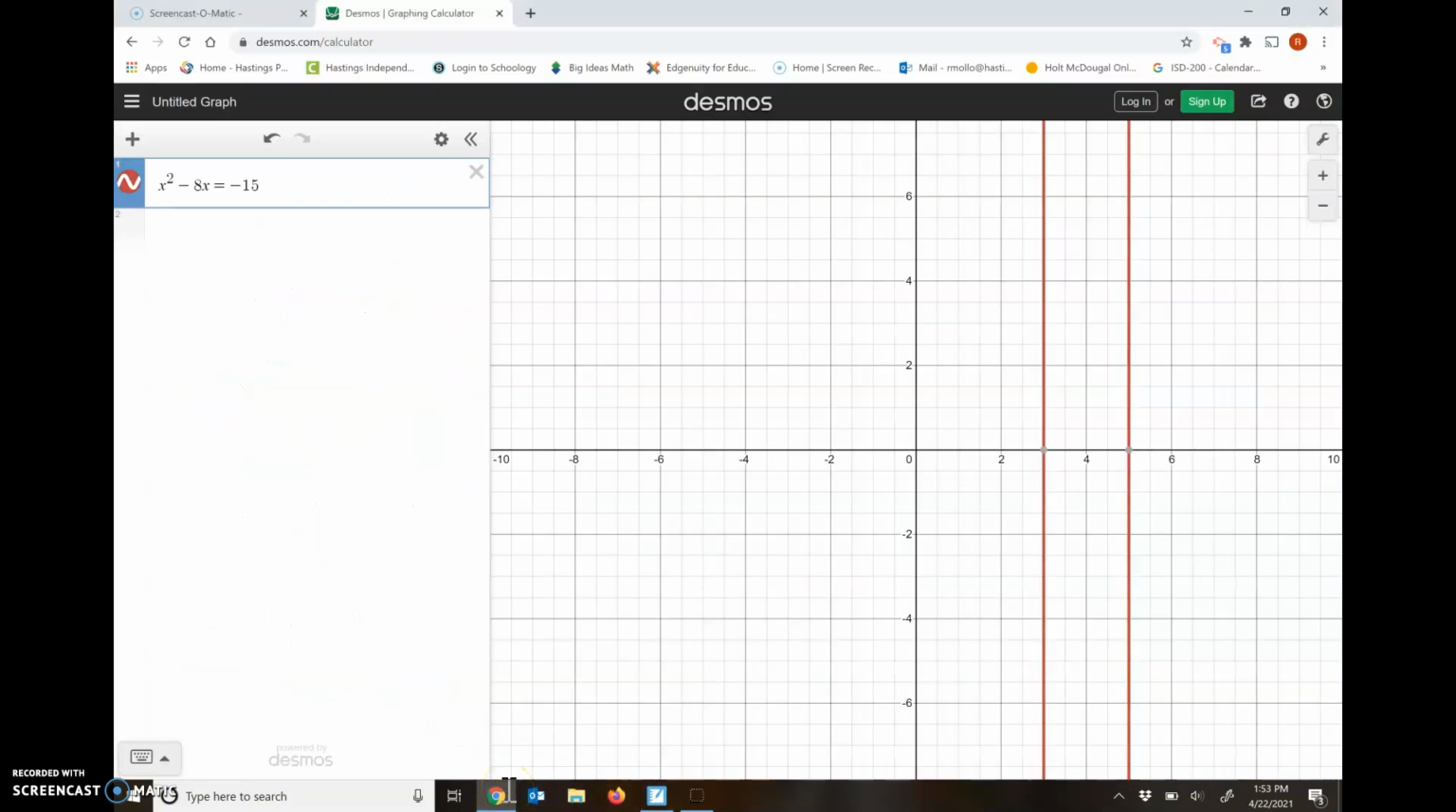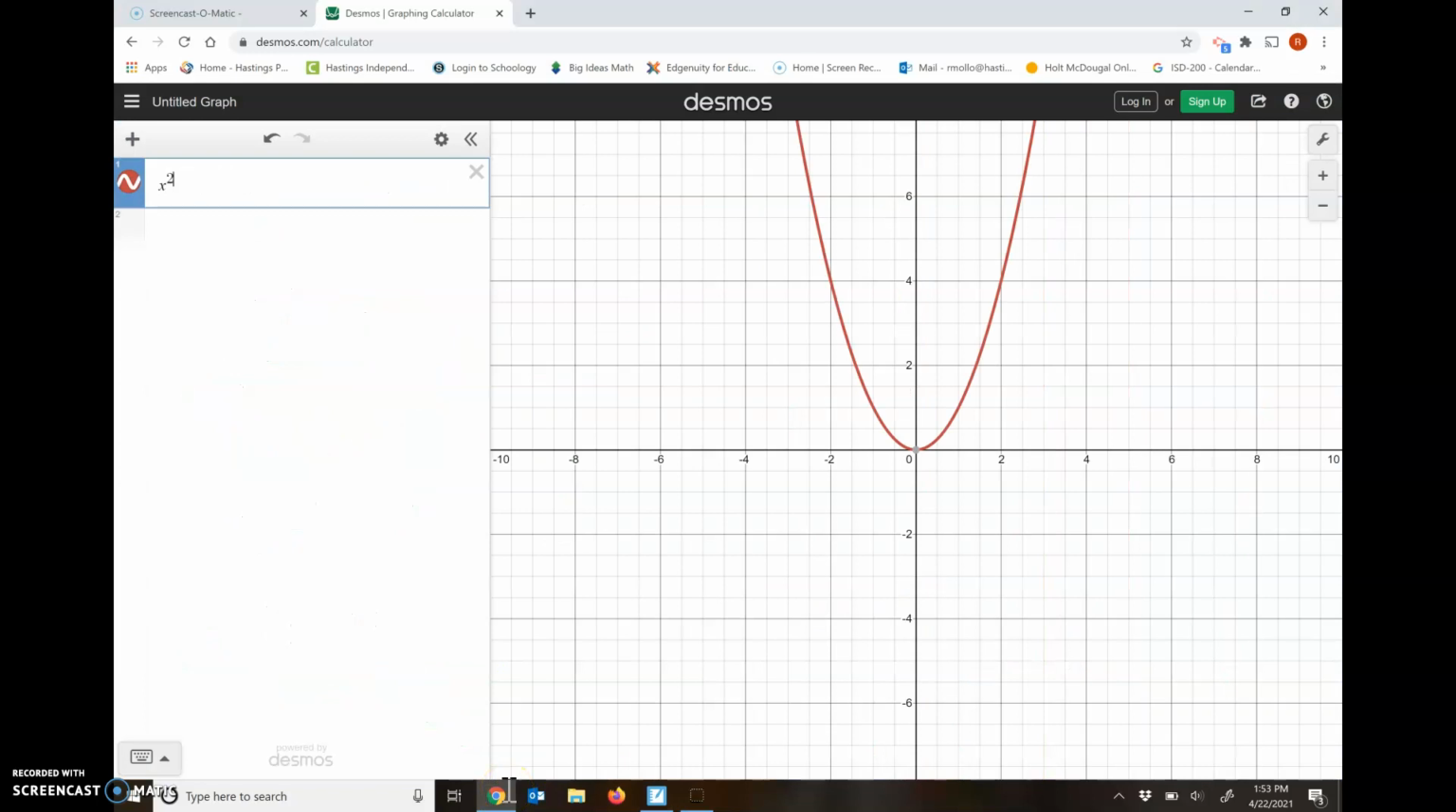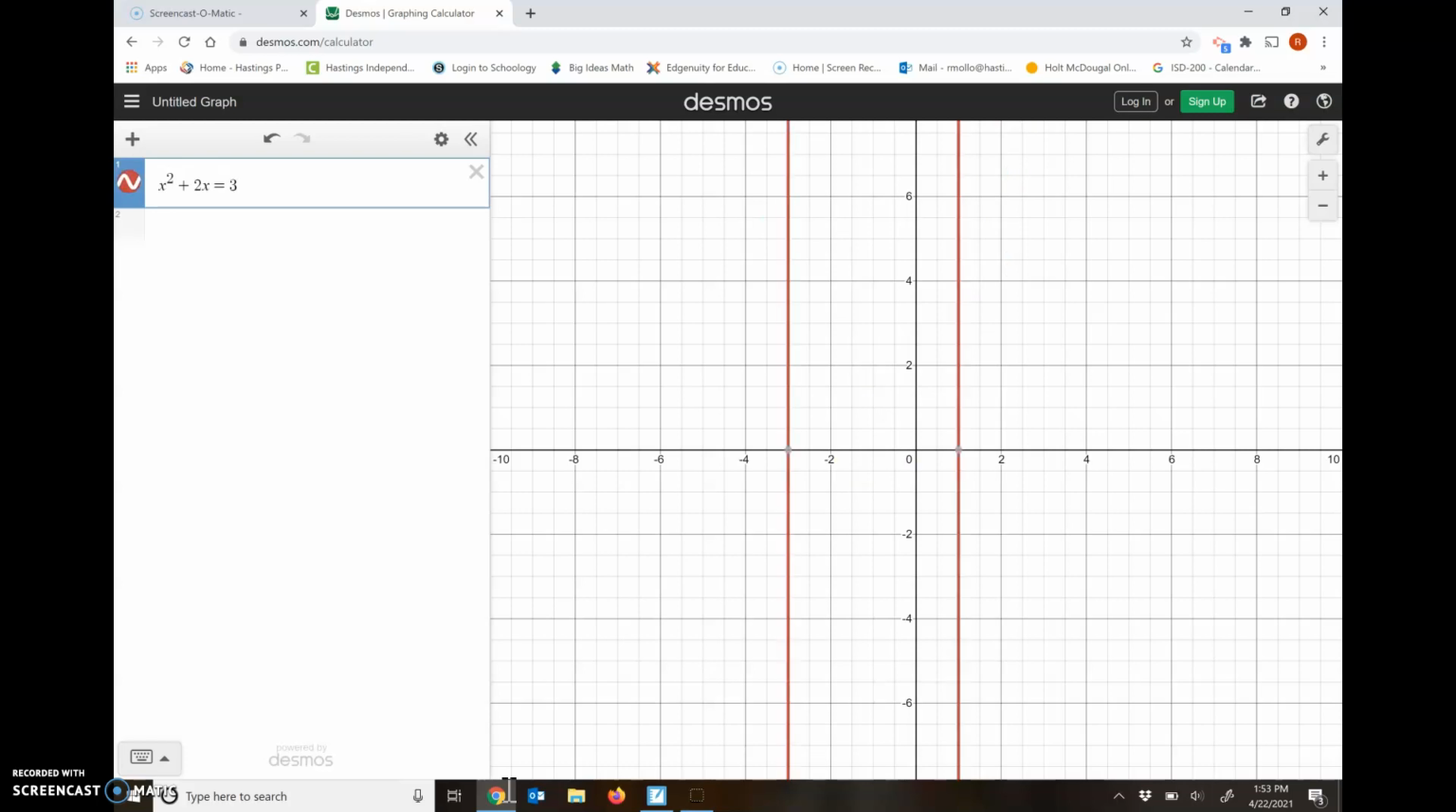Or, again, you can put it in this Desmos graphing calculator. Same thing for that second one. So it was x squared plus 2x equals 3. And again, our two answers were 1 and negative 3 that we found out after we did the math. Or, again, you just put it in the Desmos, and you can see it from there.